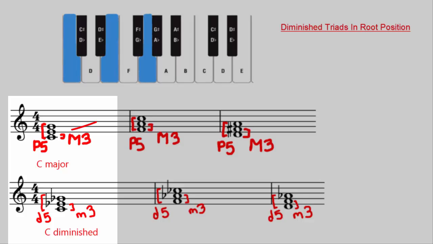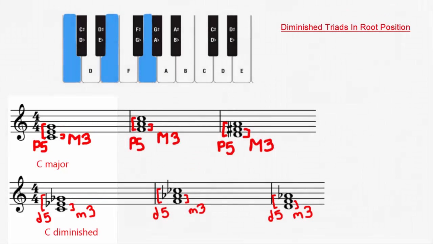Similarly, the E that was used to create the major third in the major triad becomes an E flat to create a minor third in the diminished triad. The difference sounds like this.